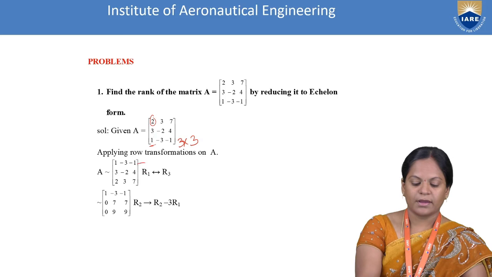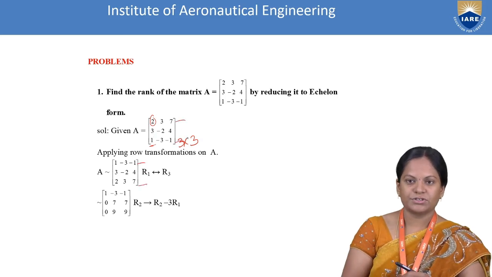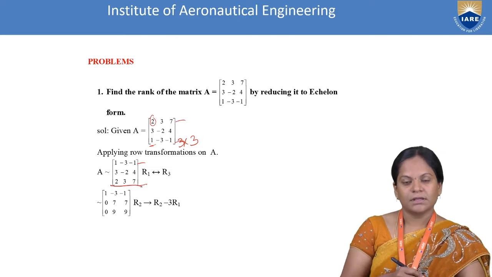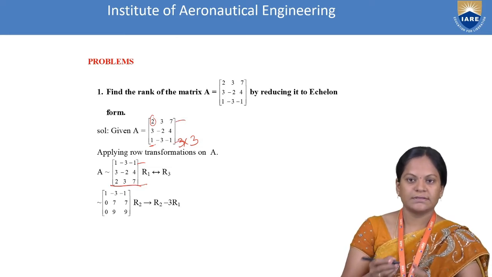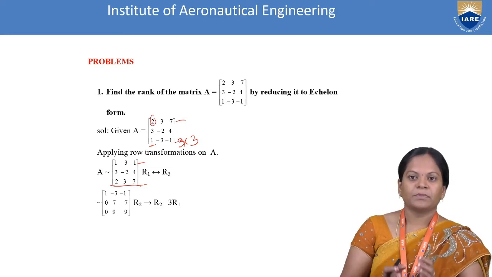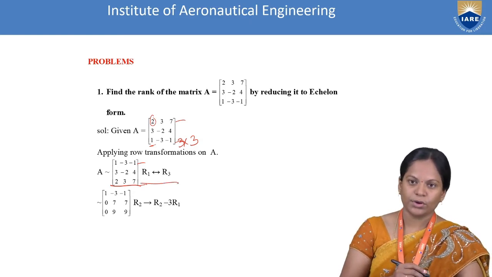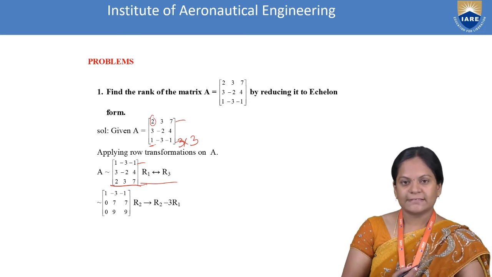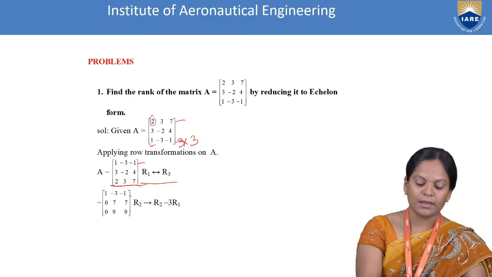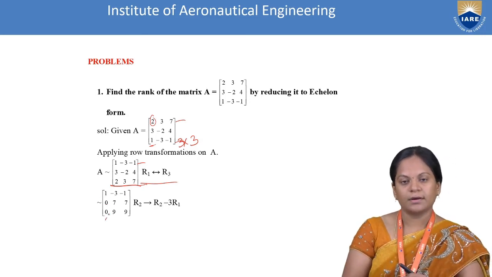So first row and third row, both I'm interchanging. The first row is 2 3 7, which I'm writing in the third place. Third row is 2 3 7, and the first row becomes 1 -3 -1. I'm interchanging R1 and R3 rows. And what is the next step? By using the R1 elements, make the remaining two zeros.